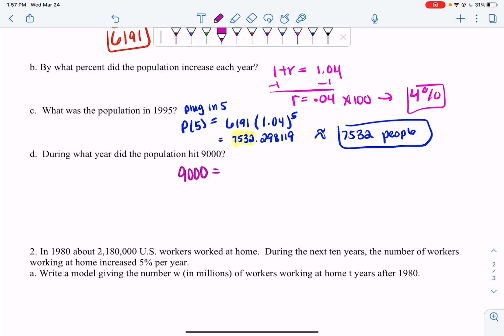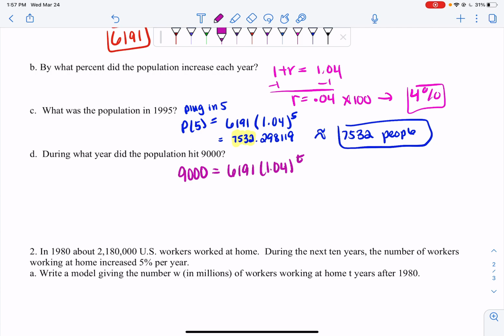I do 9,000, and I set it equal to 6191 times 1.04 to the t power. Here's the issue. We don't know how to solve that. You're in 9th grade. You don't know how to solve that. I'm not teaching you how to solve it because you don't learn how to solve this until the 11th grade. I'm going to let Miss Daniel show you.